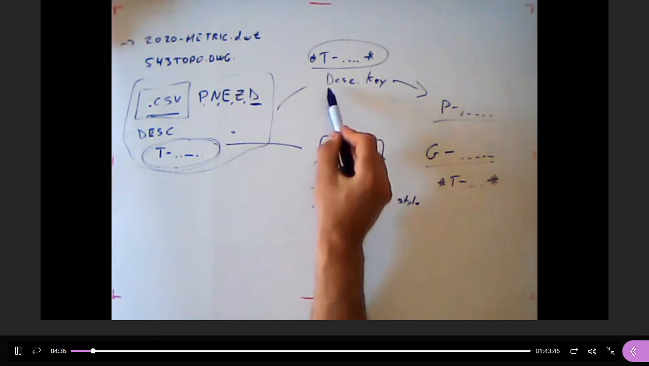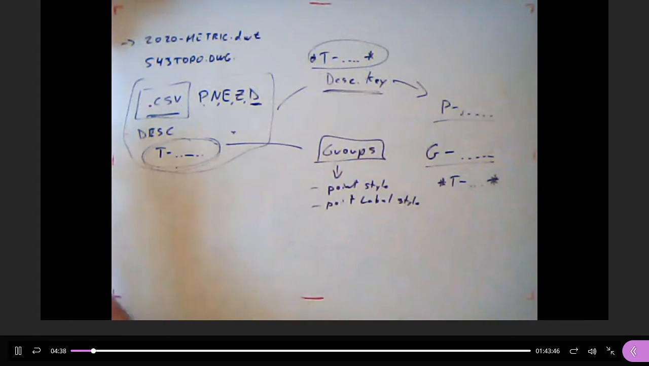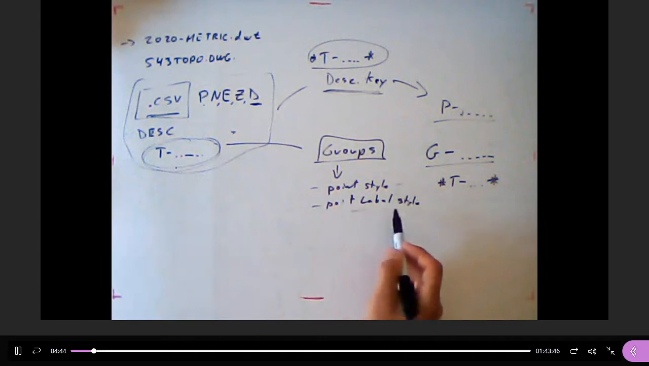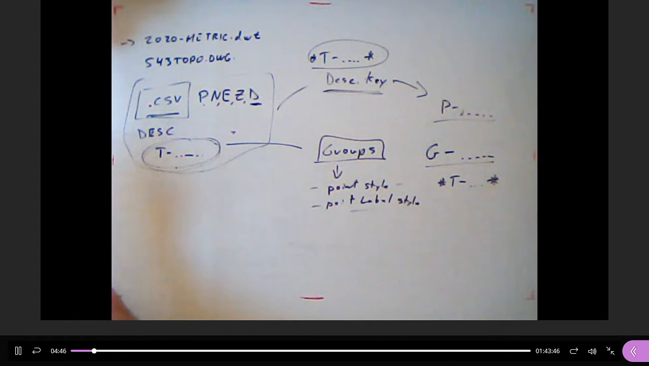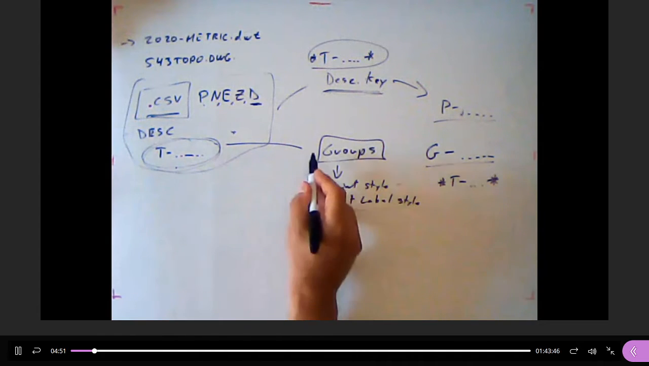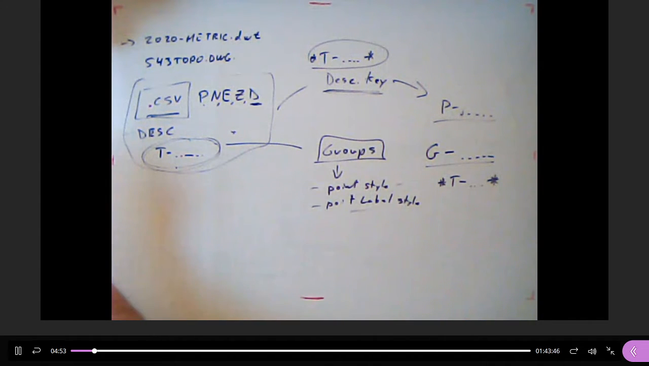So programming your description key, I believe, was document number 1. Creating point styles and point label styles was document number 2. Creating point groups is document number 3. And then finally, importing the points, making use of all that.